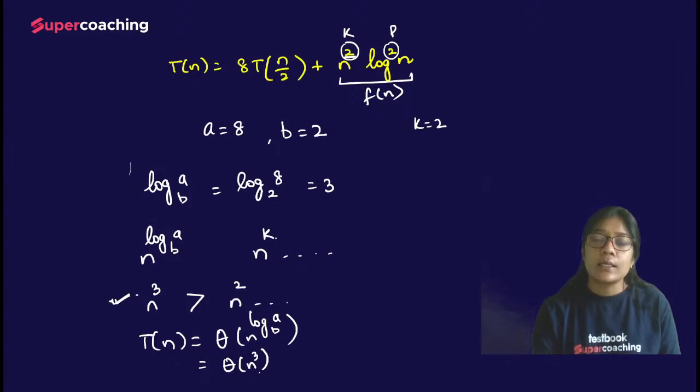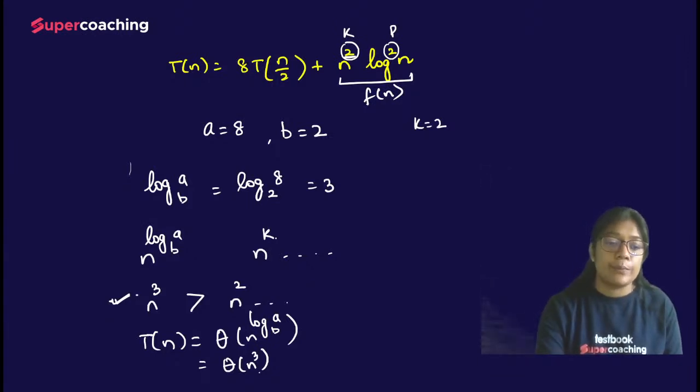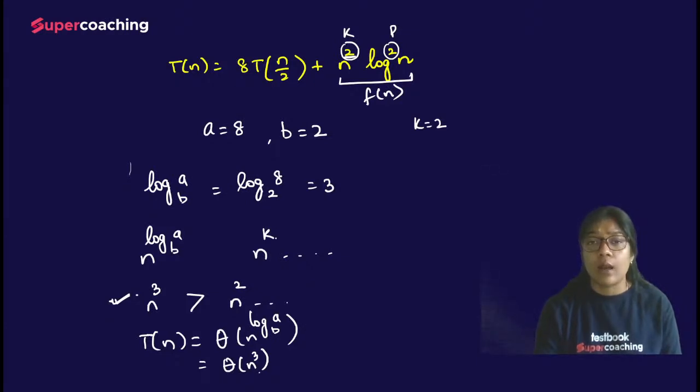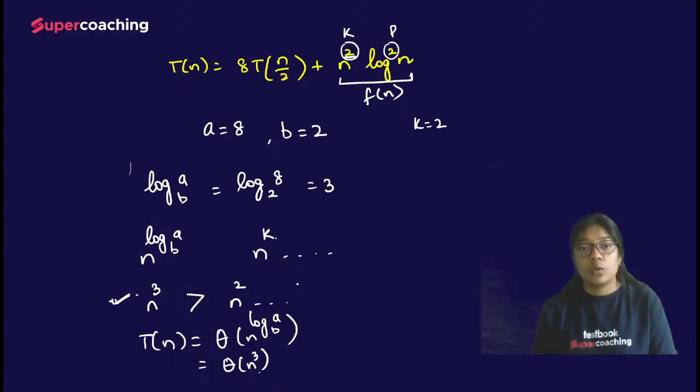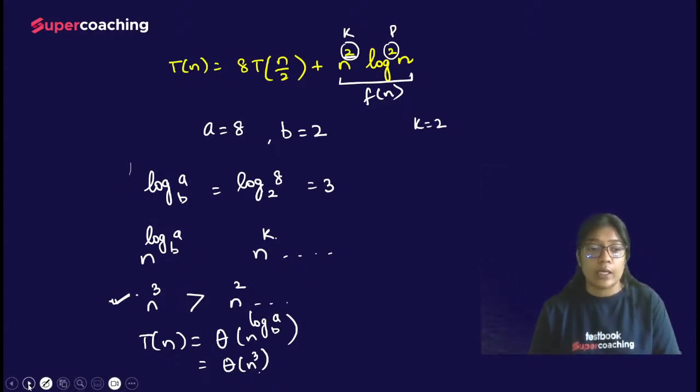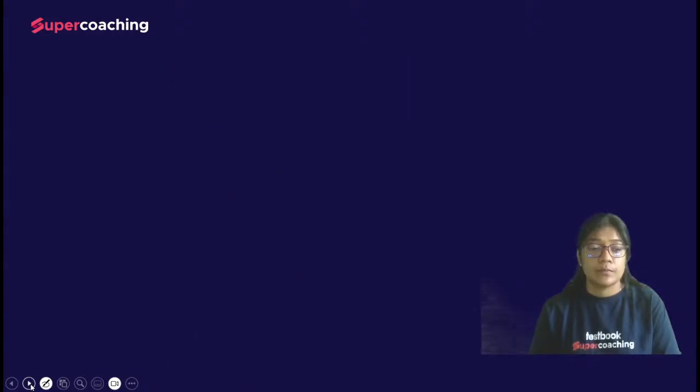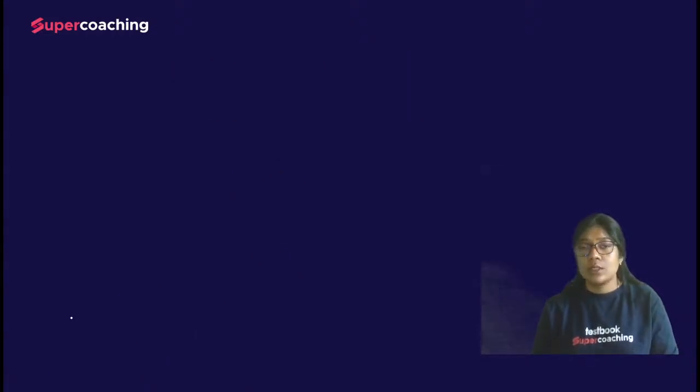It is not as complex as it looks, provided you are not cramming the rules or the cases of the extended master's theorem. Don't memorize these things by rote, then automatically you will be able to do all this easily. Okay? So this is all about the basic master's theorem and extended master's theorem.